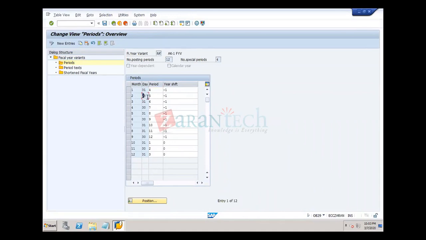But this must be for a particular fiscal year, isn't it? No, this is not for a particular year. If you see, year dependent is not there. Year dependent is not there means it is not for a particular year. It is common. But then when you assign to your company code, you will be assigning one which is general for all the years and another one for leap years, is it? Yes. Okay.